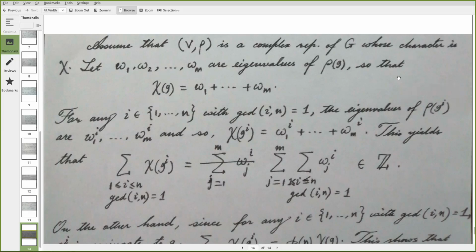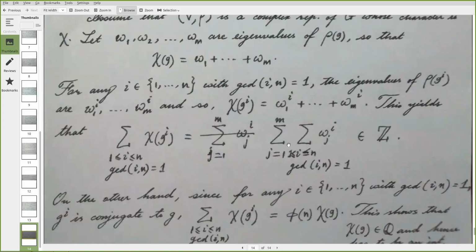We have already argued earlier, and in fact we have used this several times in the classes, that if these are the eigenvalues of rho g, then the eigenvalues of any power of rho g will be just the powers of these eigenvalues. So precisely, the eigenvalues of rho g to the power i are these. Now if we take their sum, it will be the sum of the corresponding rows. So for each j from 1 up to n, we have a sum of this kind.